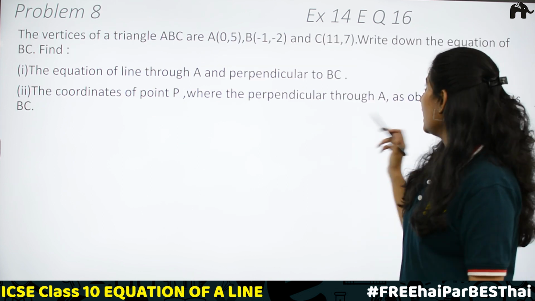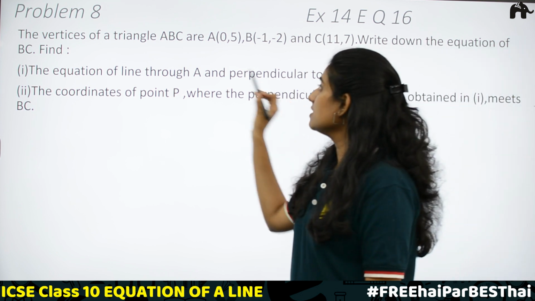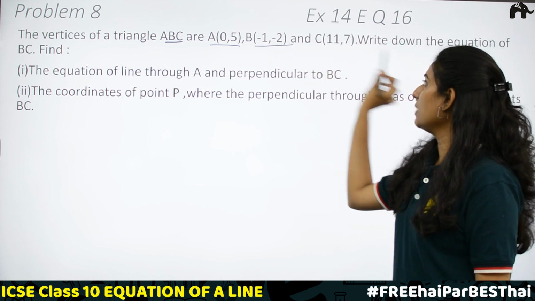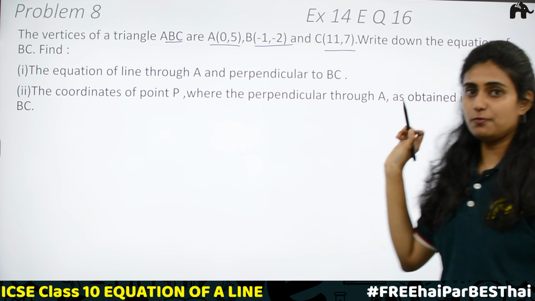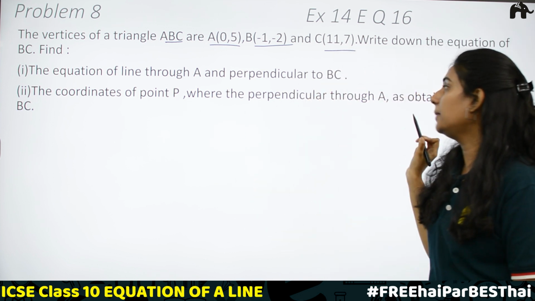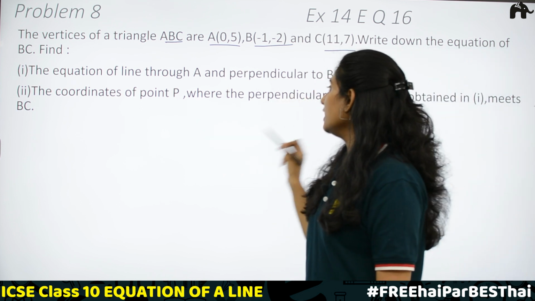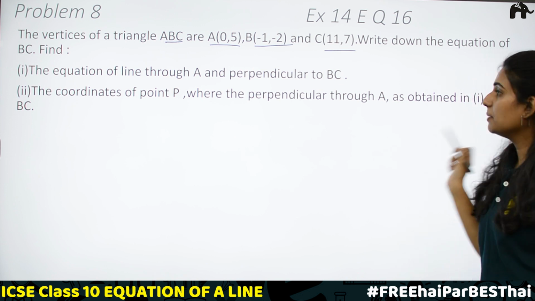Next problem number 8, question 16 of exercise 14E. The vertices of a triangle ABC are A (0, 5), B (minus 1, minus 2) and C (11, 7). First, write down the equation of BC. Second, find the equation of line through A and perpendicular to BC. Third, the coordinates of point P where the perpendicular through A as obtained in 2 meets BC.